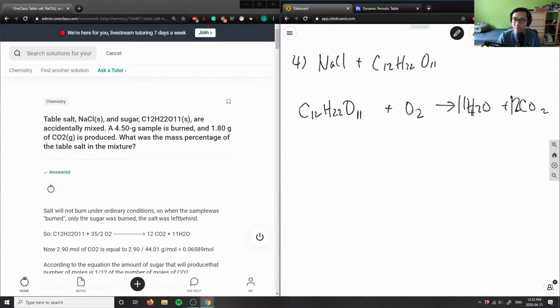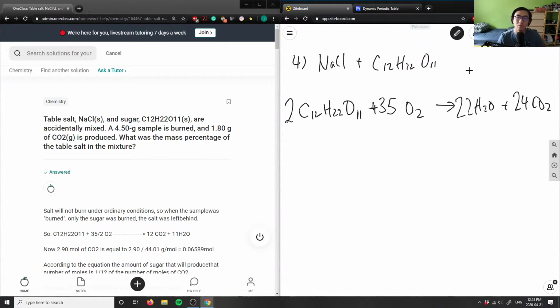And finally, oxygen. I have 11 oxygens plus I have 24 here, which means I need 35. So I need 35 over 2 here. And if I want to get rid of the decimal, I have to multiply the entire thing by 2. So I'm saying this here is 2. This becomes 35. This here becomes 22. And this here becomes 24.